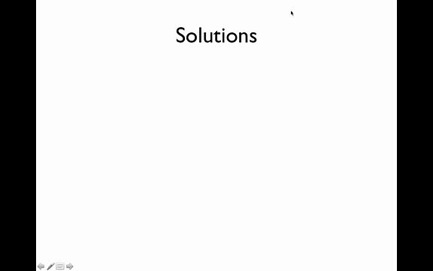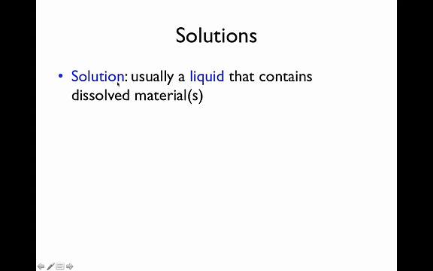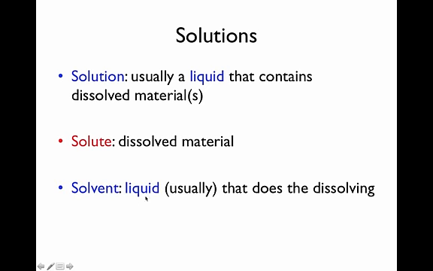But just to refresh everybody's memory, what's a solution? A solution is usually a liquid. Doesn't have to be, but for our purposes, we're pretty much always talking about liquids. It's usually a liquid that contains some dissolved materials. The materials that are dissolved, and there can be more than one type of material, are called solutes, and the liquid that does the dissolving is called the solvent. And the entire mixture, the solvent and the solute together, make the solution. So this is stuff that we talked about in Unit 7.